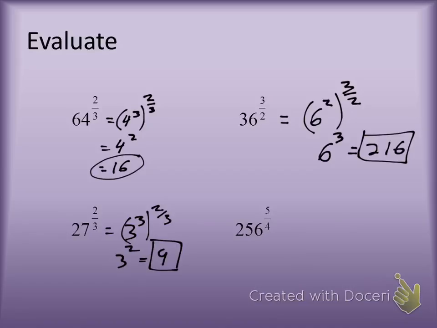Now the reason why I'm doing this is because sometimes you will get ones that don't work out. So 256 isn't nice that you know off the top. 4 to the 4th to the 5/4, which leaves you with 4 to the 5th. Oh boy. Now you got to figure out what that is. It's 1,024.